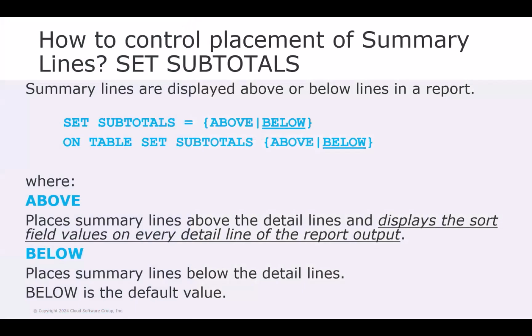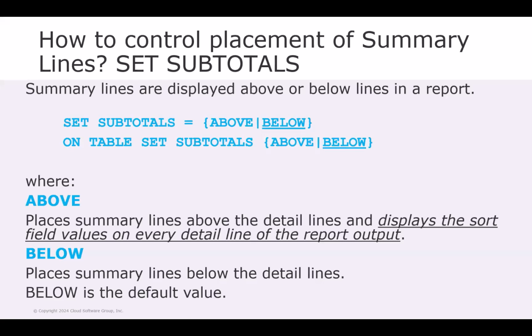Summary lines, controlling the placement of where the lines are for your totals, your subtotals, and everything. Usually, right, your totals for the report are at the end. And if you're doing subtotals, right, the end, just before that sort field value changes, you'll see them. And that's default. And there's a setting called set subtotals that defaults to below. Below is the default. It's there.